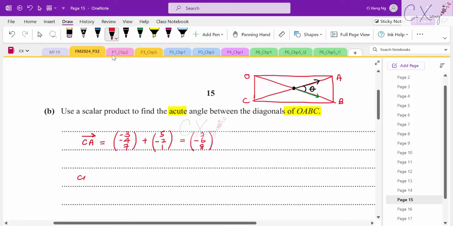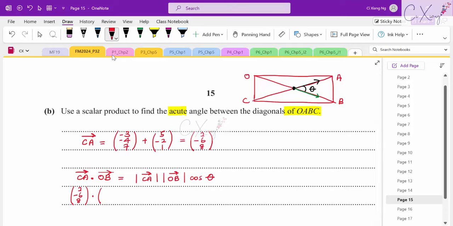Now only I start using the dot product. So CA dot OB. OB I have already, so you can directly get the answer from the first part just now. CA dot OB equals modulus CA multiply with the modulus of OB, then cos theta. What is CA? CA is 2, -6, and also 8. What is OB? OB is 8, 2, and -6.